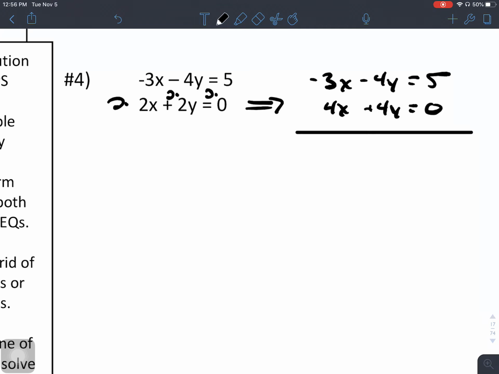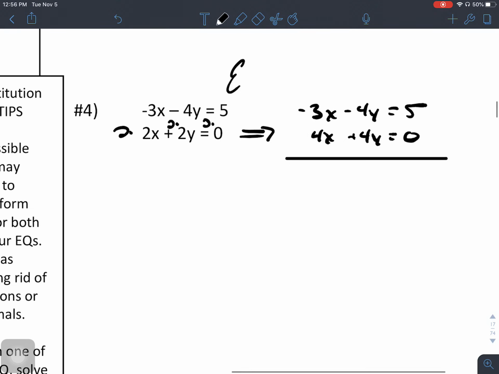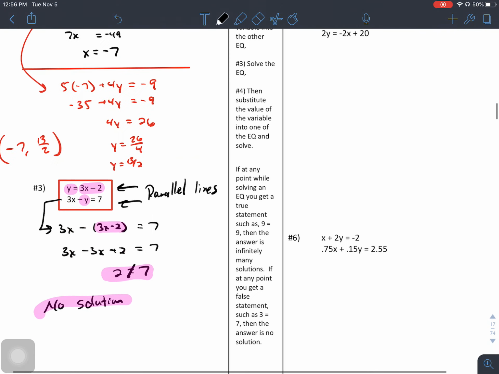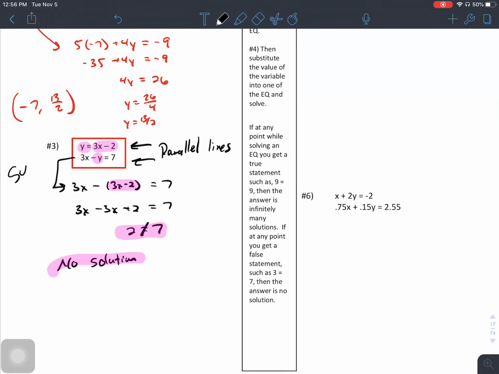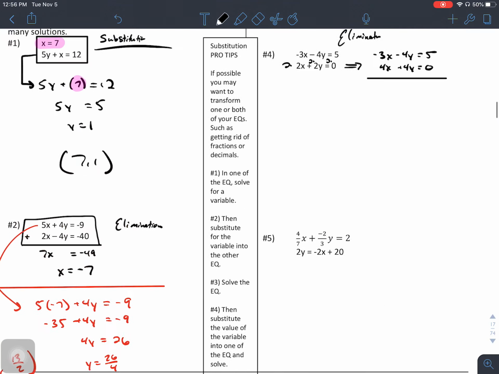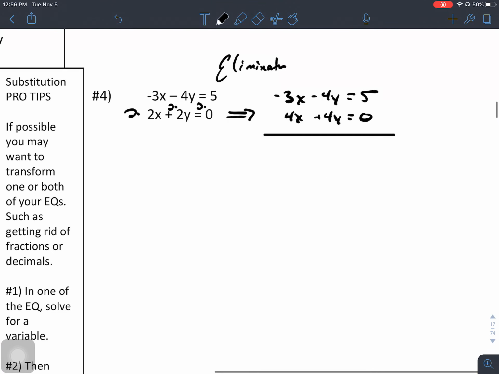So what does that do for us? If we now add these two equations together, this is elimination. I should have mentioned on the previous one, that one was substitution. You can use any method on any problem. Just try to use the one that we find is the easiest. If we add these first two terms together, we're going to get negative x. The y's cancel. So then we end up with x is negative 5.